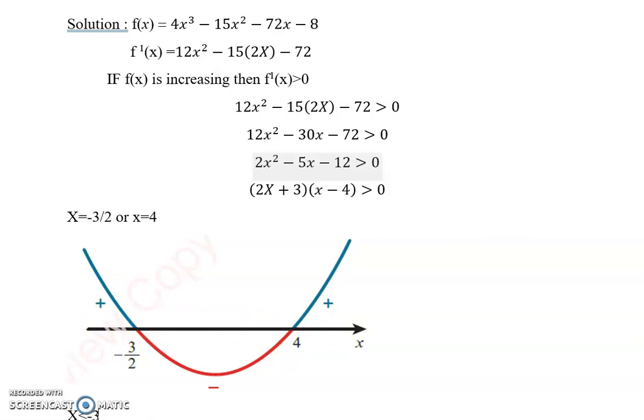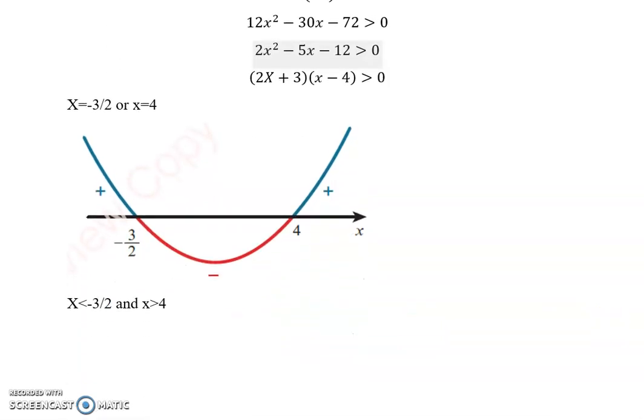less than minus 3 by 2 or x greater than 4. So this is how I get the answer. So the answer is x less than minus 3 by 2 or x greater than 4. This is how you can solve for an increasing function and find the inequality depending on that. That's all for today. Thank you.